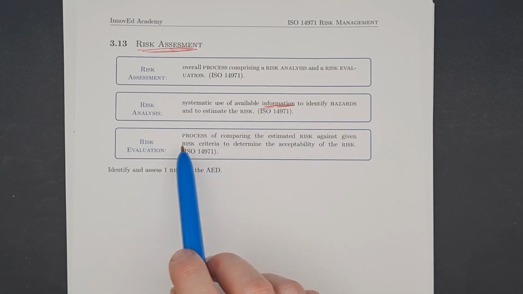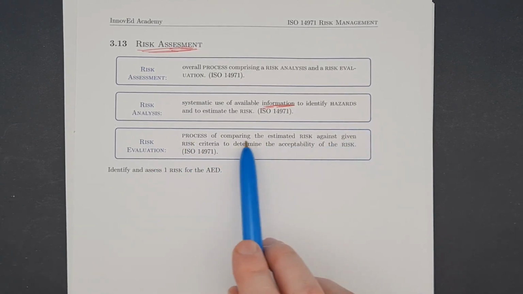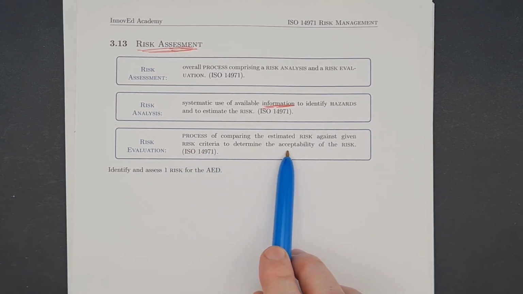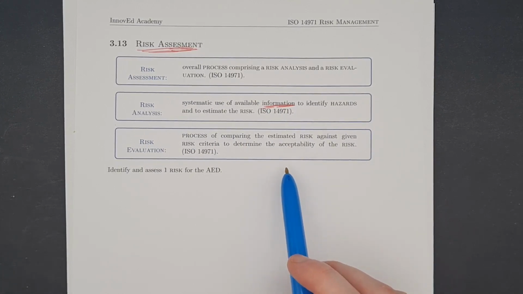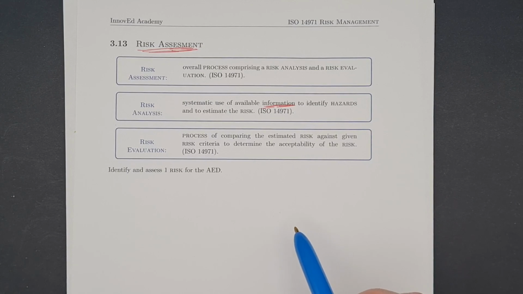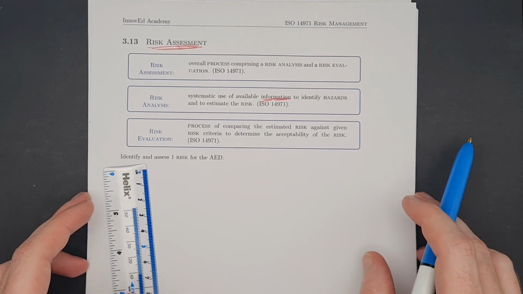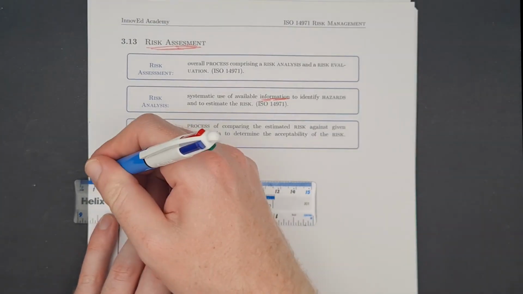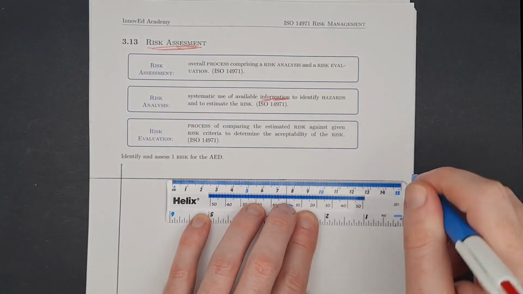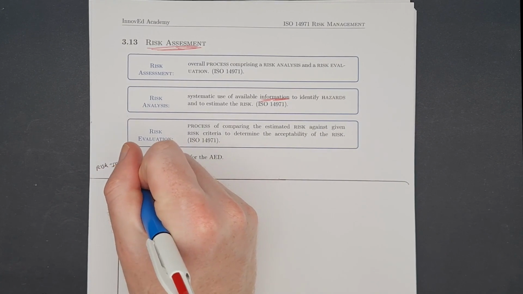The other definition we have here is risk evaluation, which is the process of comparing the estimated risk against risk criteria to determine if the risk is acceptable or not. We'll dive into that in more detail in the next lesson, but it's basically just saying, is this risk acceptable or is it not? Now, coming back to the risk assessment, generally to do the risk assessment, you draw it out in a big table. So we will draw the table below and we're going to identify and assess one risk for the AED, which we've had in our previous examples.